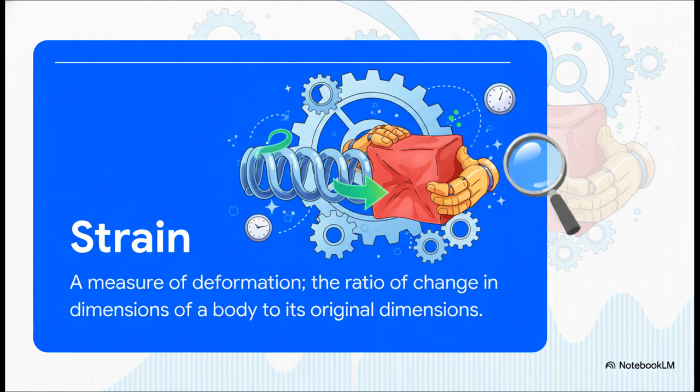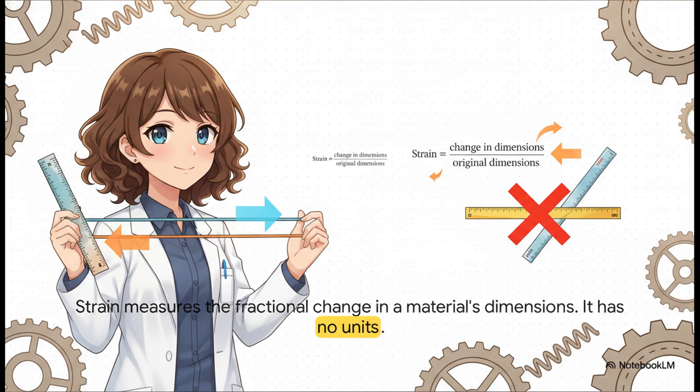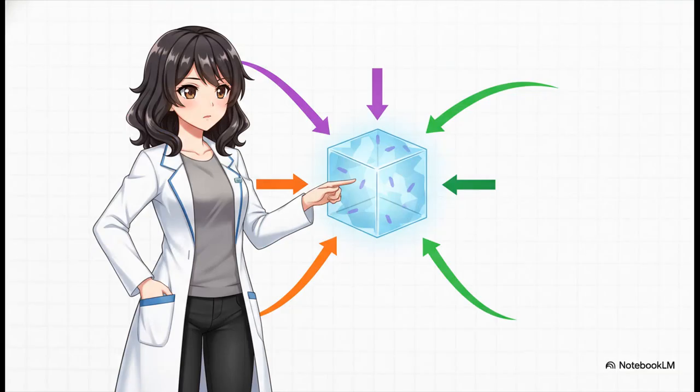Okay, so if stress is the cause, then strain is the effect. Strain is simply the measurement of how much the material actually changes shape compared to its original size. It's a ratio that basically asks, so by what percentage did this thing stretch or shrink? You just take the change in its length, or whatever dimension, and divide it by the original length. And since you're dividing, say, meters by meters, the units completely cancel out. Strain is just a pure number that tells us the degree of deformation. Kinda neat.